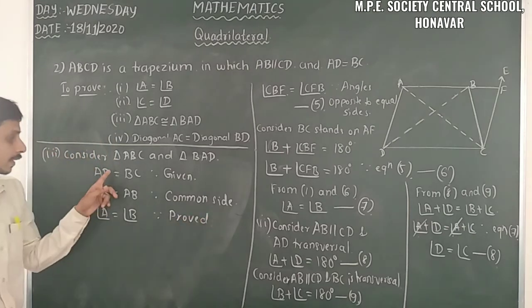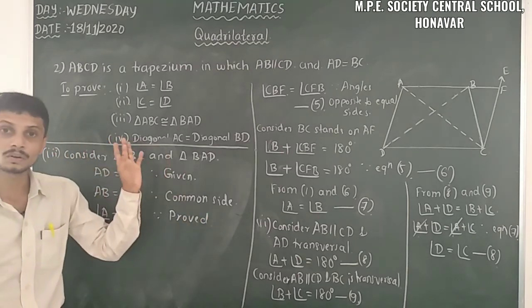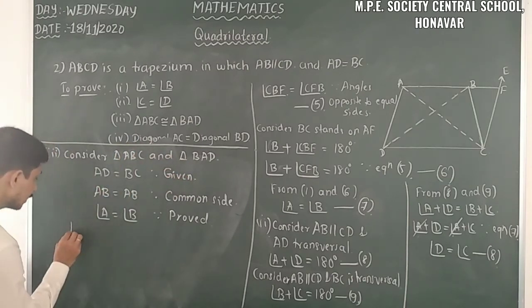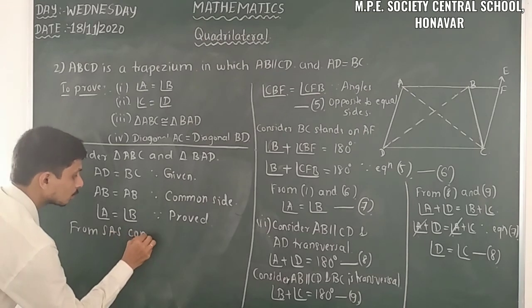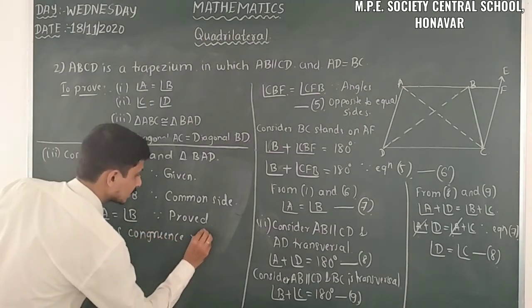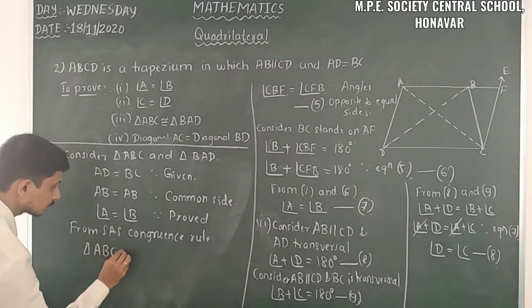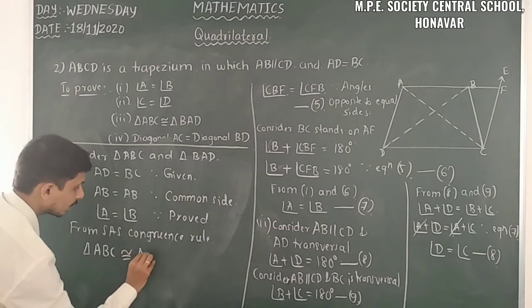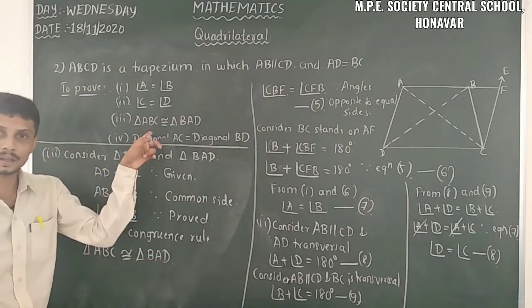From the SAS congruence rule, we have triangle ABC is congruent to triangle BAD. So we have the third assumption.